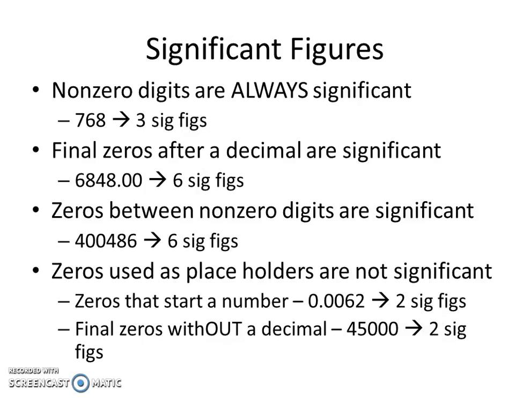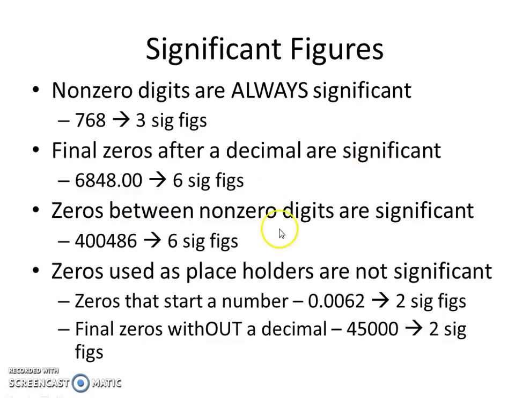So let's take a look at a couple of these rules. Non-zero digits are always significant. These are non-zero digits, obviously, and here we have 3 significant digits. Final zeros only after a decimal are significant. These 2 zeros seem like they could be thought of as placeholders, but they are not. This has been measured and has been found to be exactly 0.006848.00. They are after the decimal and they are final, therefore they are significant.